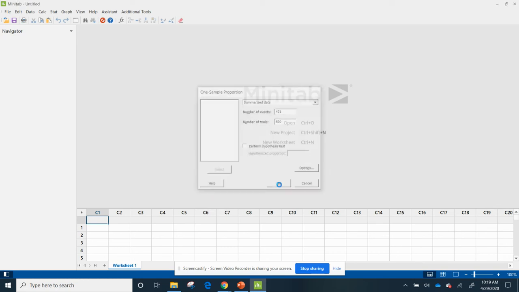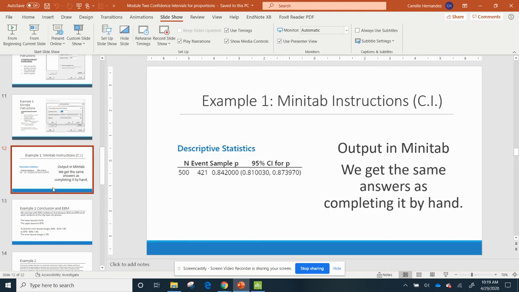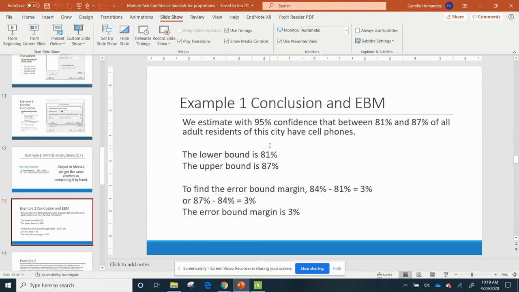Hit OK, hit OK. And look, it gave me almost the exact figures that I had by doing it by hand. So don't do it by hand. Use Minitab. It'll make it easier. And if I go back to the PowerPoint, I see the exact same thing. And then I can conclude that the lower bound is 81, the upper bound is 87, and that the error bound margin is 3. In the first slide you saw, I had 87.4. I think for proportions, let's keep it as whole numbers. It will make your life easier, and the error bound margins should work out pretty easy.